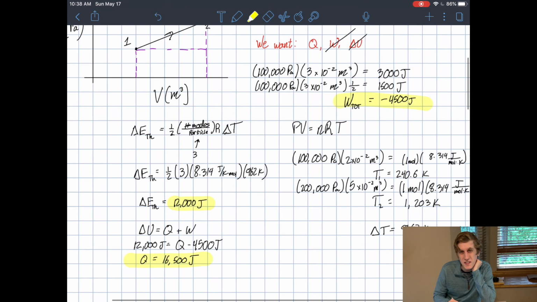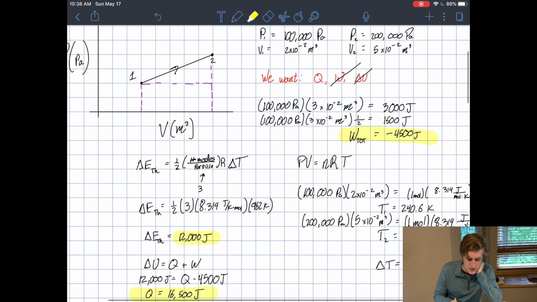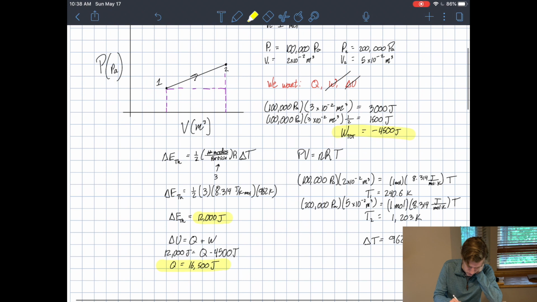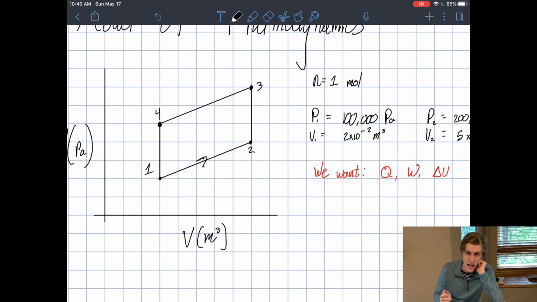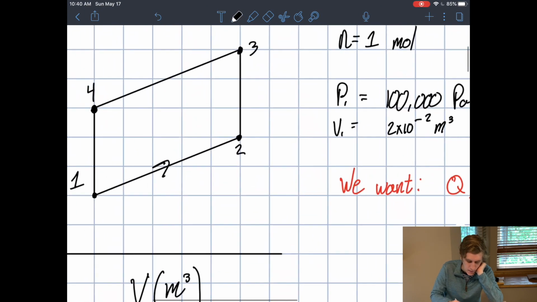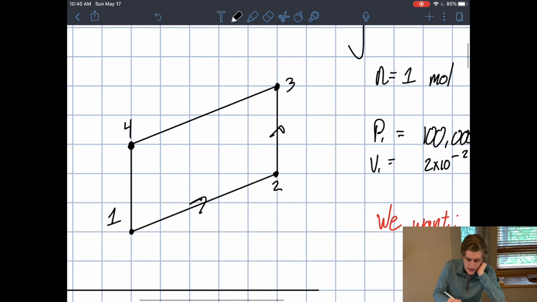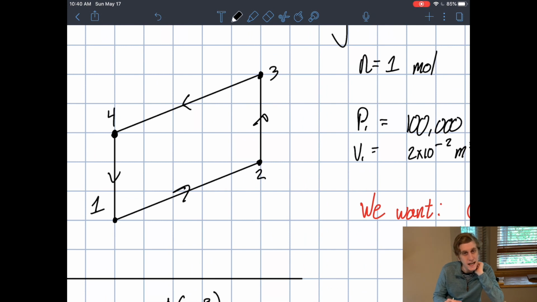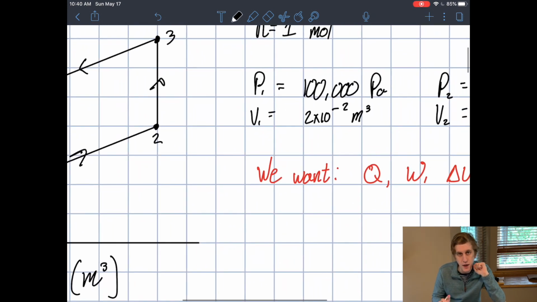Let's do one more example that's similar but has some key differences. This example starts out looking exactly like the first example. The process from 1 to 2 is the same one that we just did. But now we're extending it. Instead of stopping at 2, this process now continues around this loop to point 3 to point 4 and then back to point 1. The questions that we want to answer for this problem are the same ones that we wanted to ask in the previous problem.